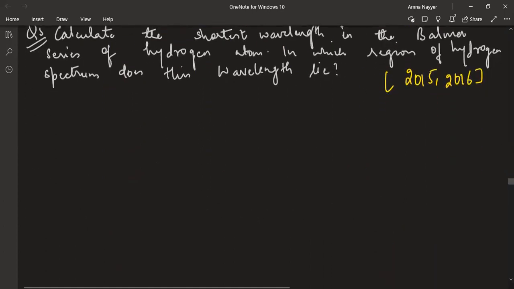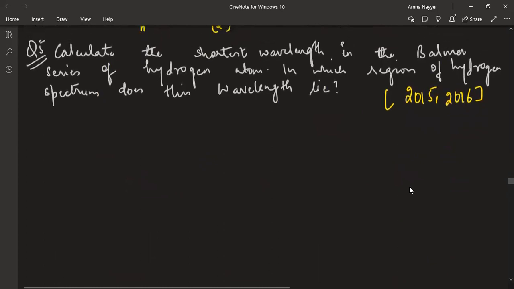Class, this concept comes: calculate the shortest wavelength or the longest wavelength. So shortest wavelength is in the Balmer series of hydrogen atom. Whenever you have to calculate, you also have to mention the region. See, if you know the wavelength, then by seeing the wavelength, you can already tell the region.